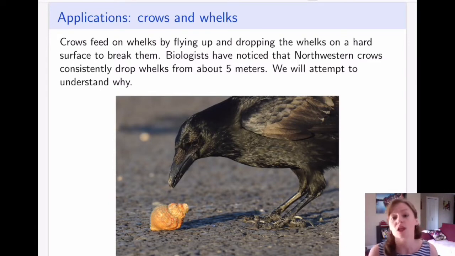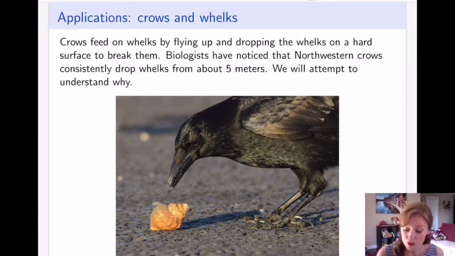So crows, in order to break the shell of a whelk, drop it onto the rocky parts of the beach, hoping that it will break. Okay, so what happens if it doesn't? The crow picks it up again, flies up, drops it again. If it doesn't break, it picks it up, flies up, and drops it again. Biologists have noticed that crows tend to drop whelks from about 5 meters of height consistently. Okay, so crows never fly too low and they never fly way too high. They tend to be around 5 meters of height. And the biologists ask themselves a question: why is that the case?